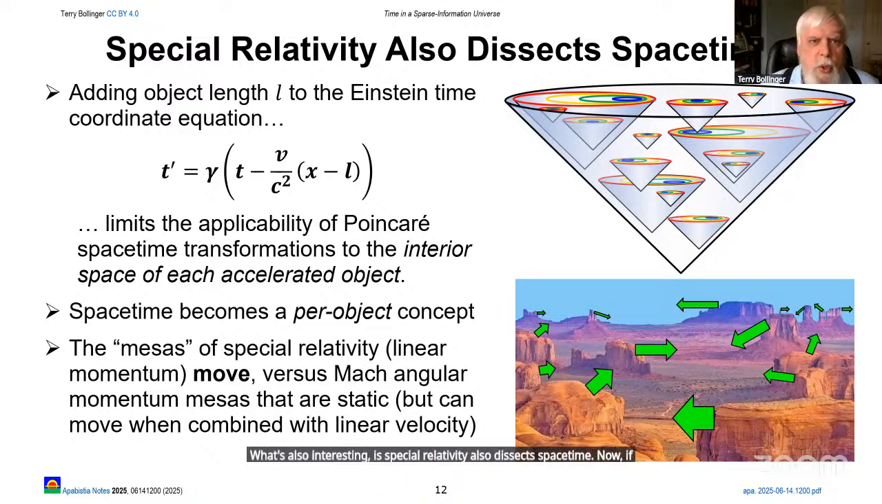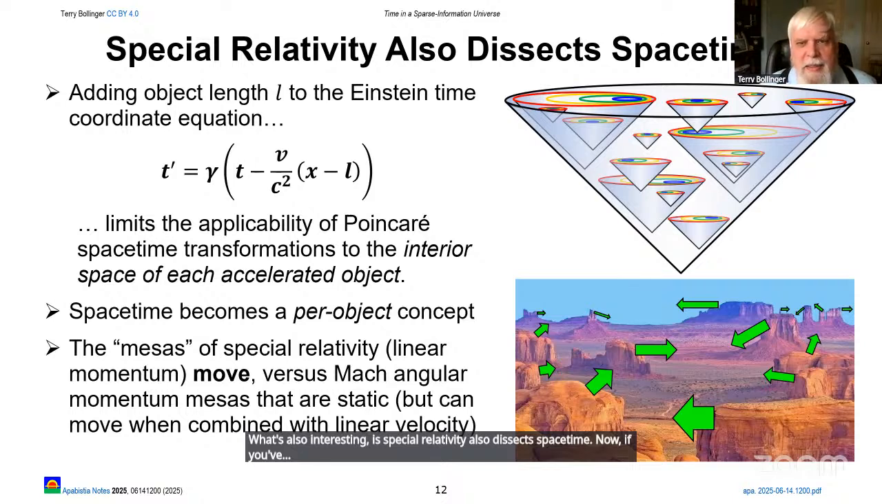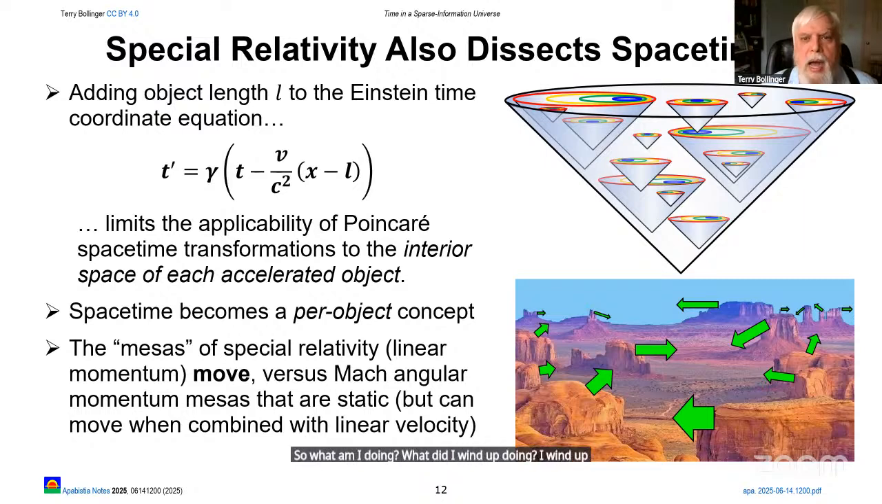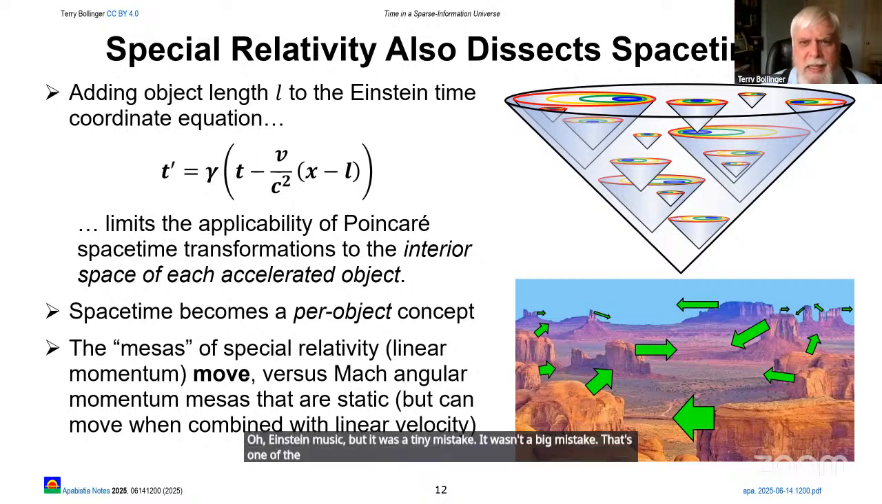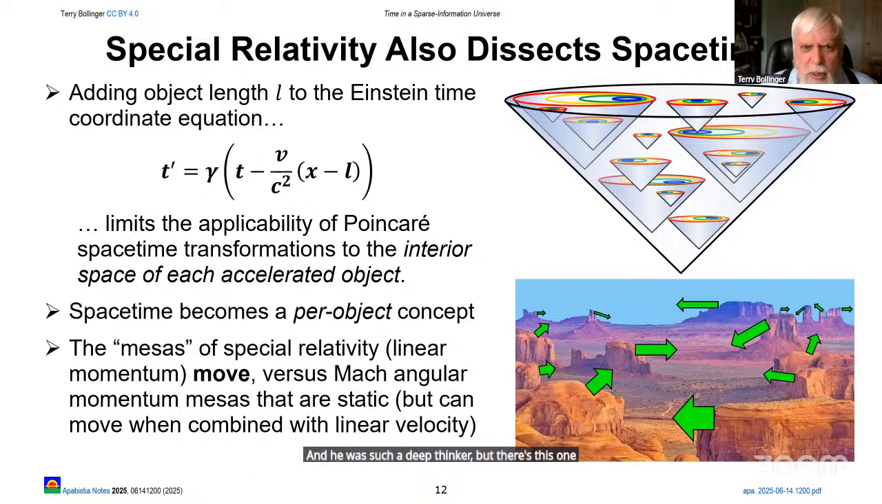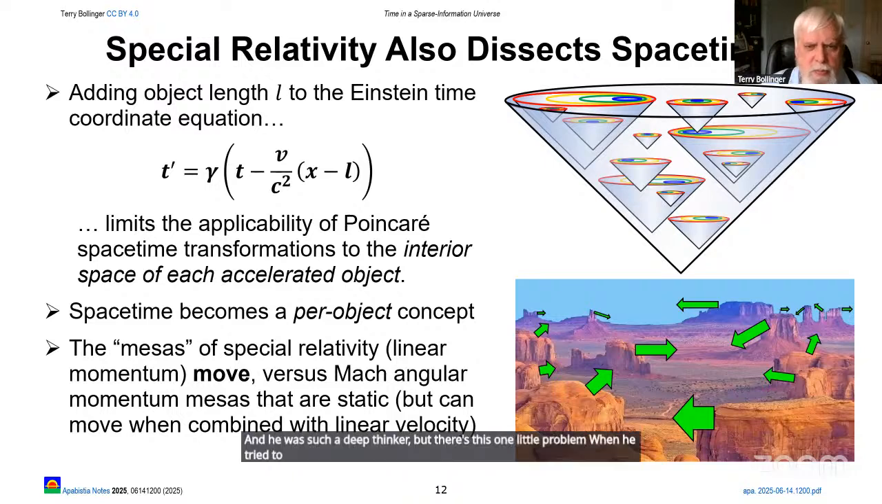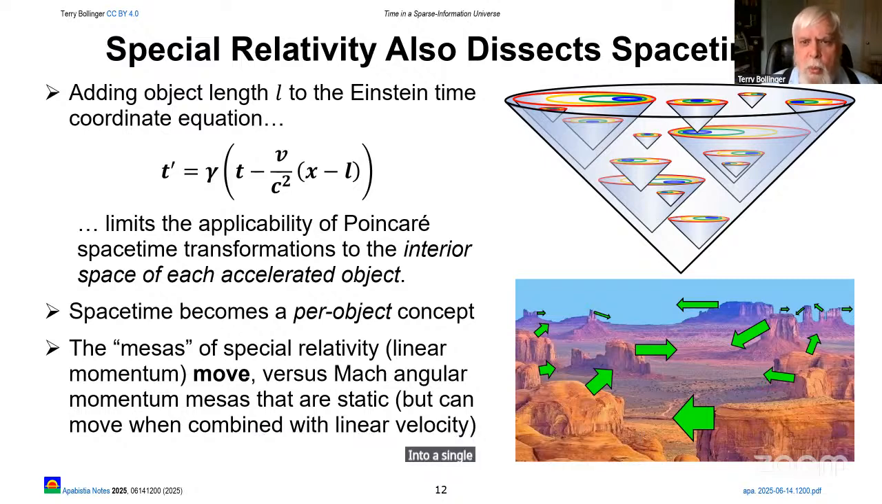Now, this is one of the things when I started studying deeply in physics. One of the last things I was interested in doing was saying something like, "Oh, Einstein made a mistake here." So what did I wind up doing? I wound up saying exactly that. Oh, Einstein made a mistake, but it was a tiny mistake. It wasn't a big mistake. He's one of the most incredible minds in the history of humanity, and he was such a deep thinker. But there's this one little problem when he tried to fuse two origins, based on a mathematical assumption, into a single location. I go into this in more detail in some of my other presentations.